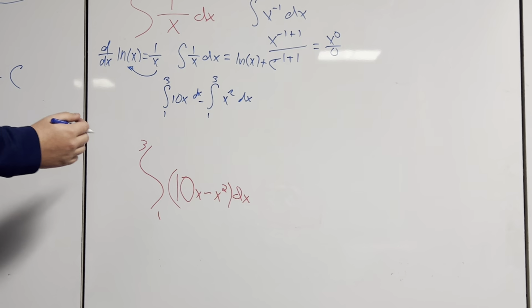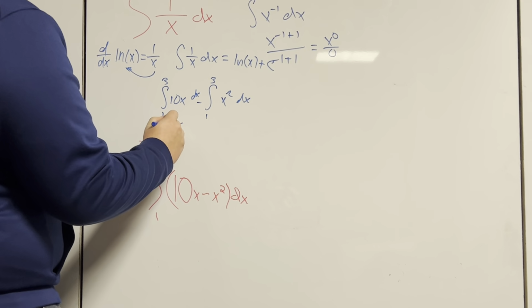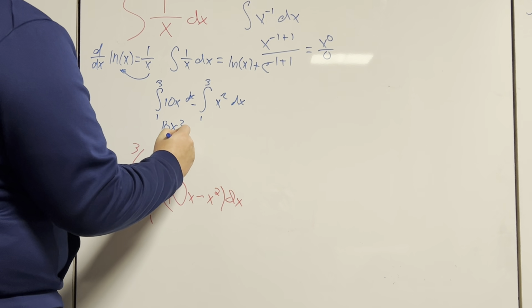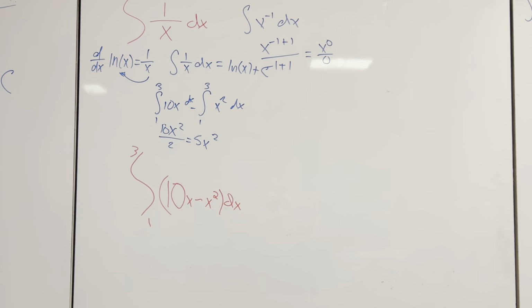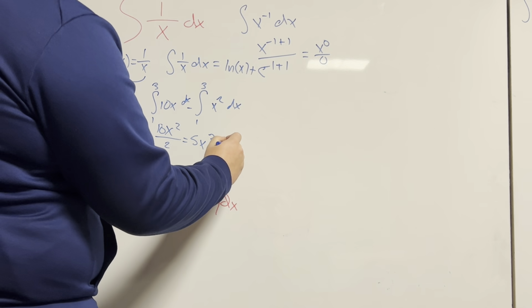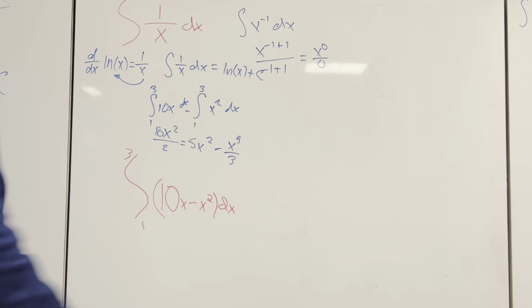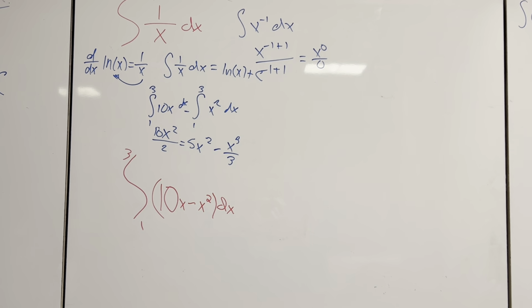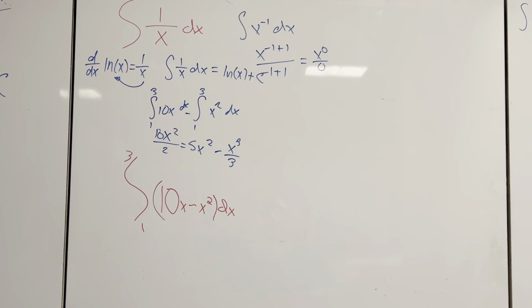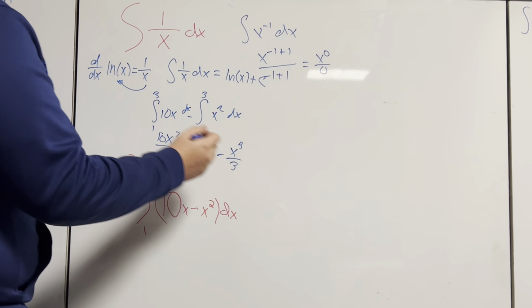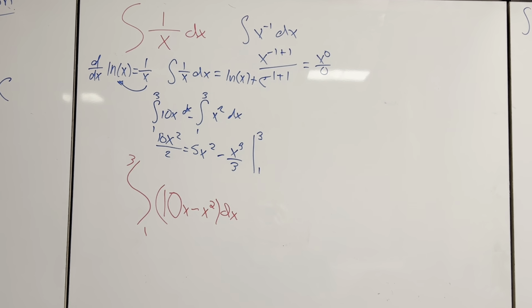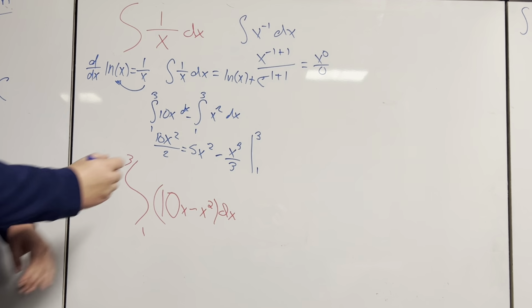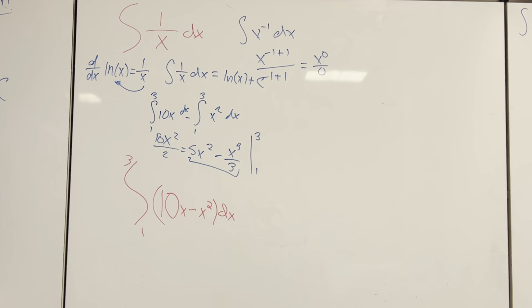When we do this, we end up with 10x squared over 2, which is equal to 5x squared, minus we have x cubed over 3. We did x squared earlier. But this time, instead of doing the plus c, we know we have this 1 to 3. So we have 1 here, 3 here. So what that means is we evaluate this part of the function at 3 and then subtract it from that part of the function at 1.